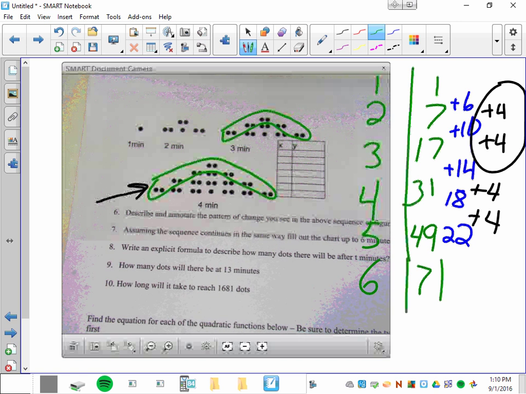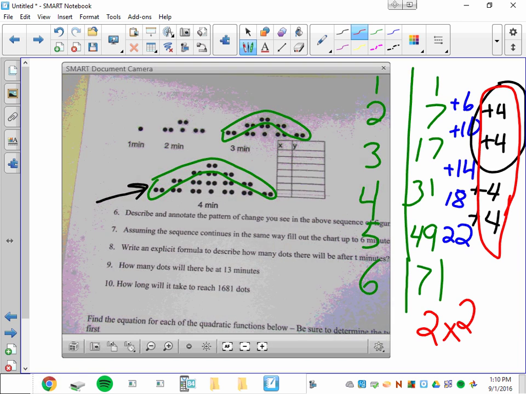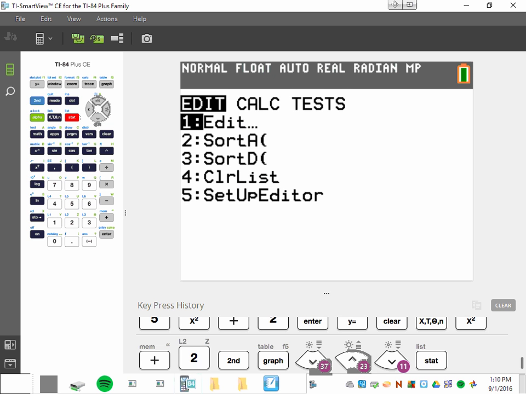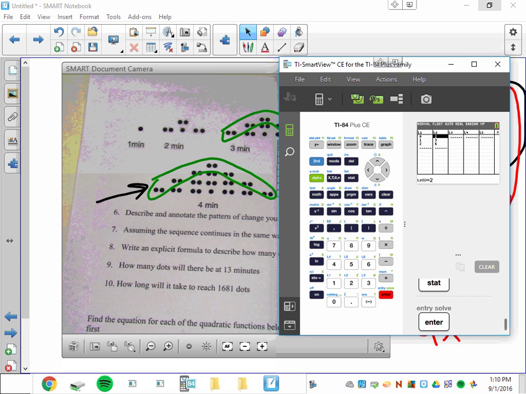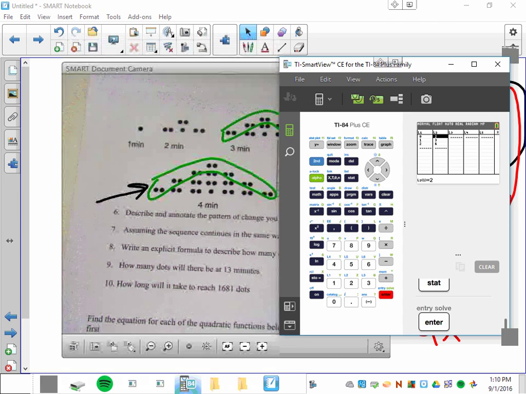Okay. As far as the formula goes, we know it's quadratic. And we know that the second differences are 4, which means the equation is going to be 2x squared, something else. So if I go into my stat, make this big so you can see it. Go into stat again, go over or into edit. Same x values, 0, 1, and 2, but my y values have changed. They're now 1, 7, and 17.